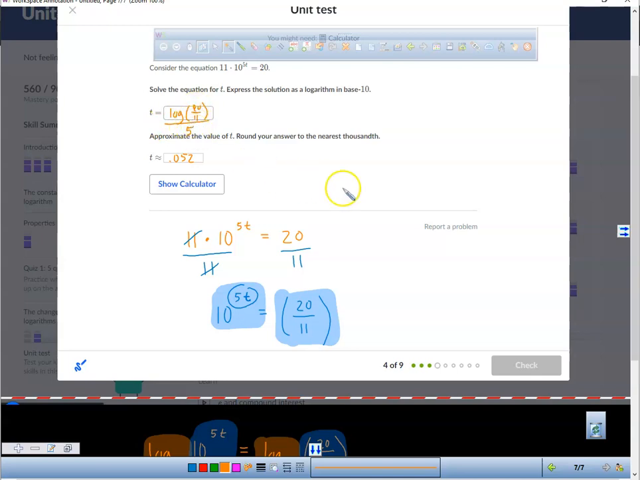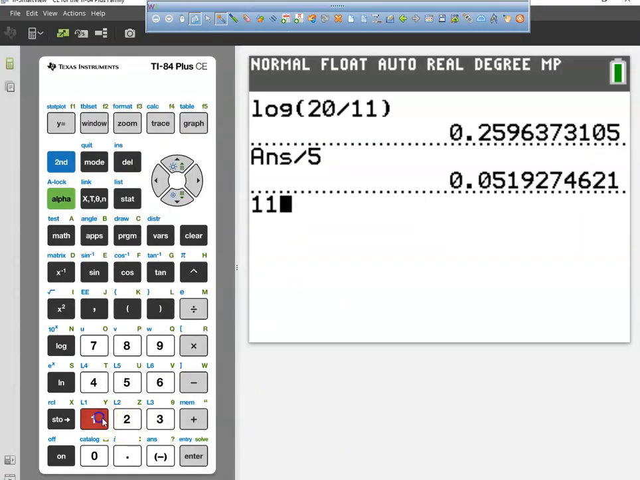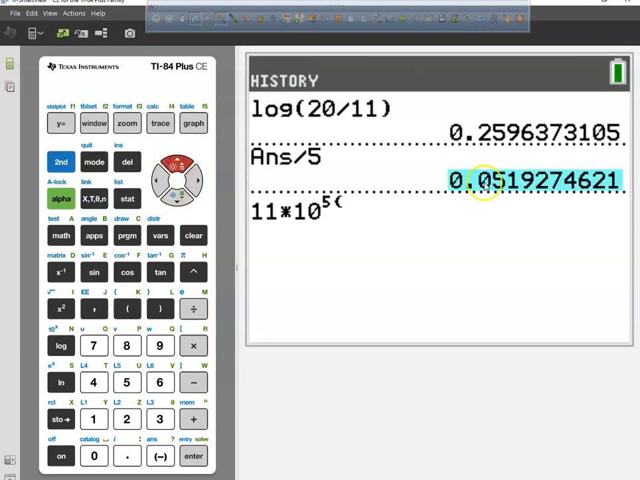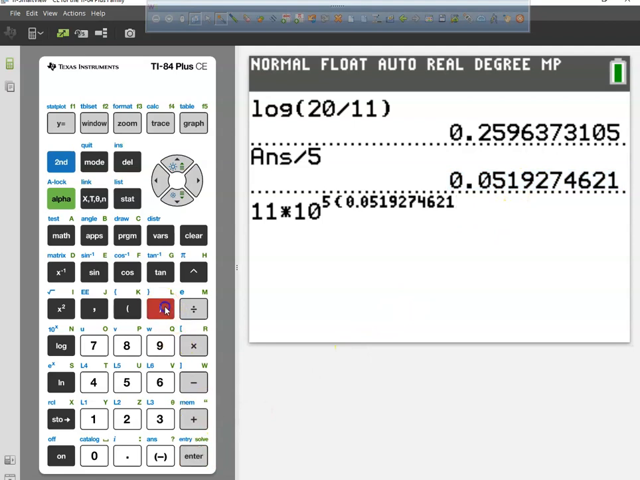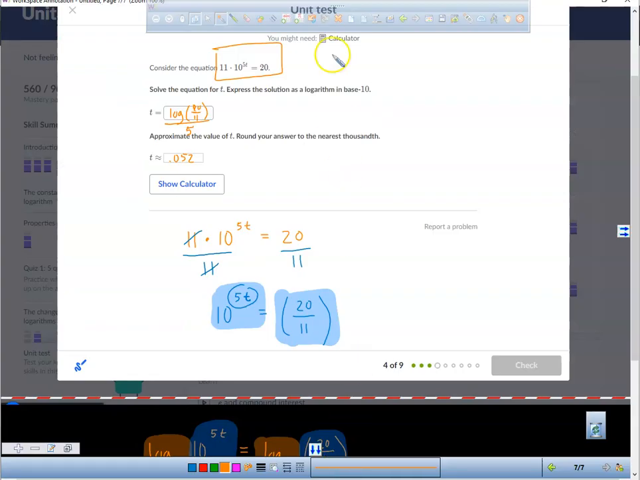I'm just going to show you how to type it in. So do you guys see the original expression right here? It was 11 times 10 to the power of, so I'm going to put 5 parentheses t. Would you guys agree that's what we found for t? Okay, let's put it in there. Let's close it. I'm going to press enter. What's it equal to? What did we want it to equal? 20. That lets me know I got it right.